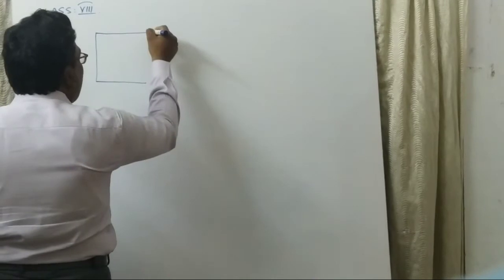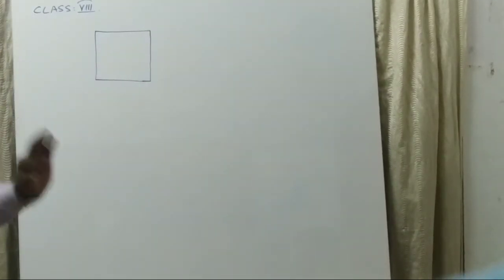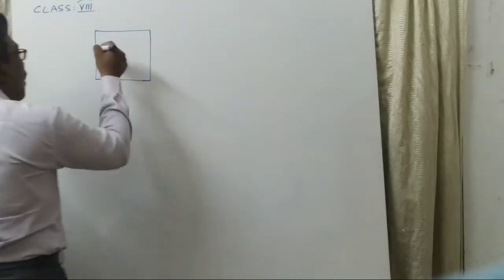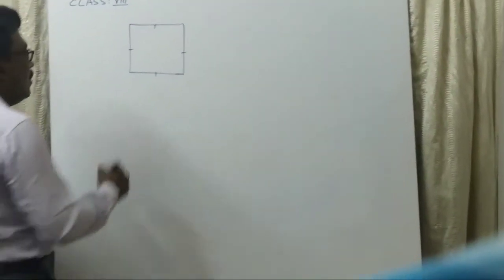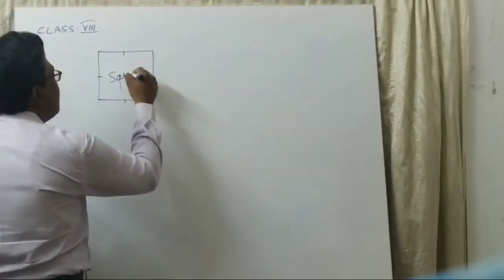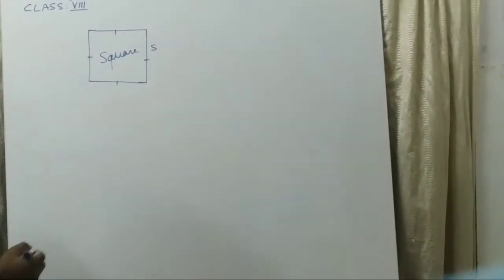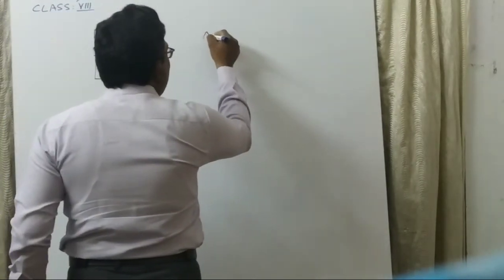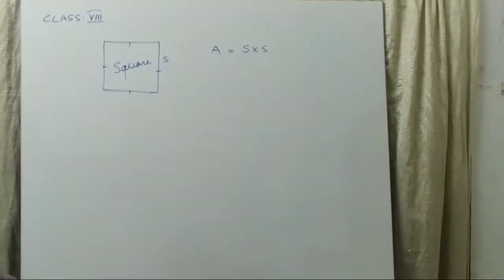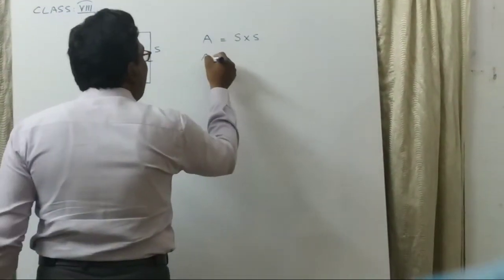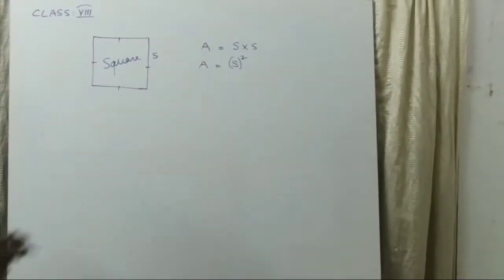Today, we'll discuss one topic, that is a geometrical figure. It is a four-sided geometrical figure in which all sides are equal. What is that name? Yes, that name is square. Then the area of a square formula: S into S. This is nothing but area is equal to side into side, or side squared.